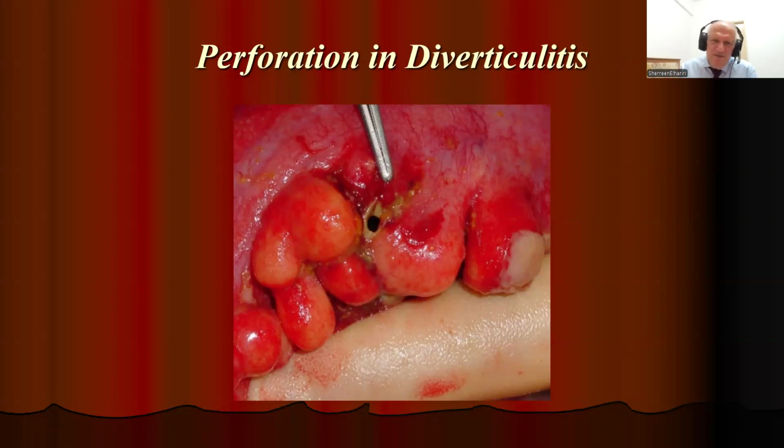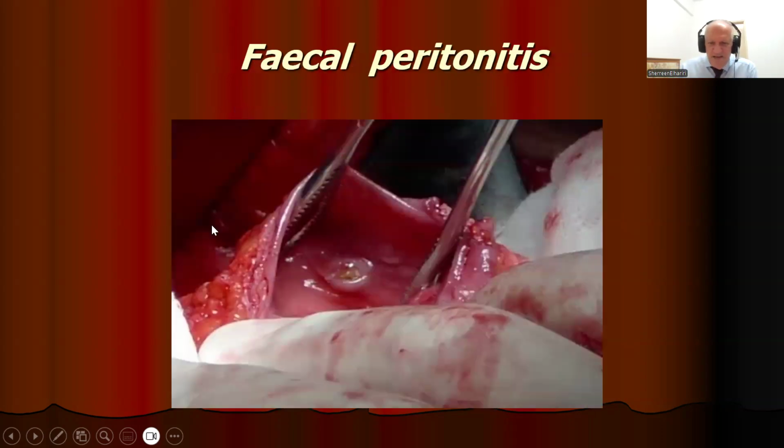Even if you have a tiny hole like this, don't suture, because this is under pressure and heals badly. So we remove part of the sigmoid and do a Hartmann procedure. Later we can do a primary anastomosis. Usually it is difficult to do primary anastomosis in diverticulitis. In colon cancer you can, but in diverticulitis the tissue is inflamed. It can also cause fecal peritonitis, which has a 70% mortality rate.